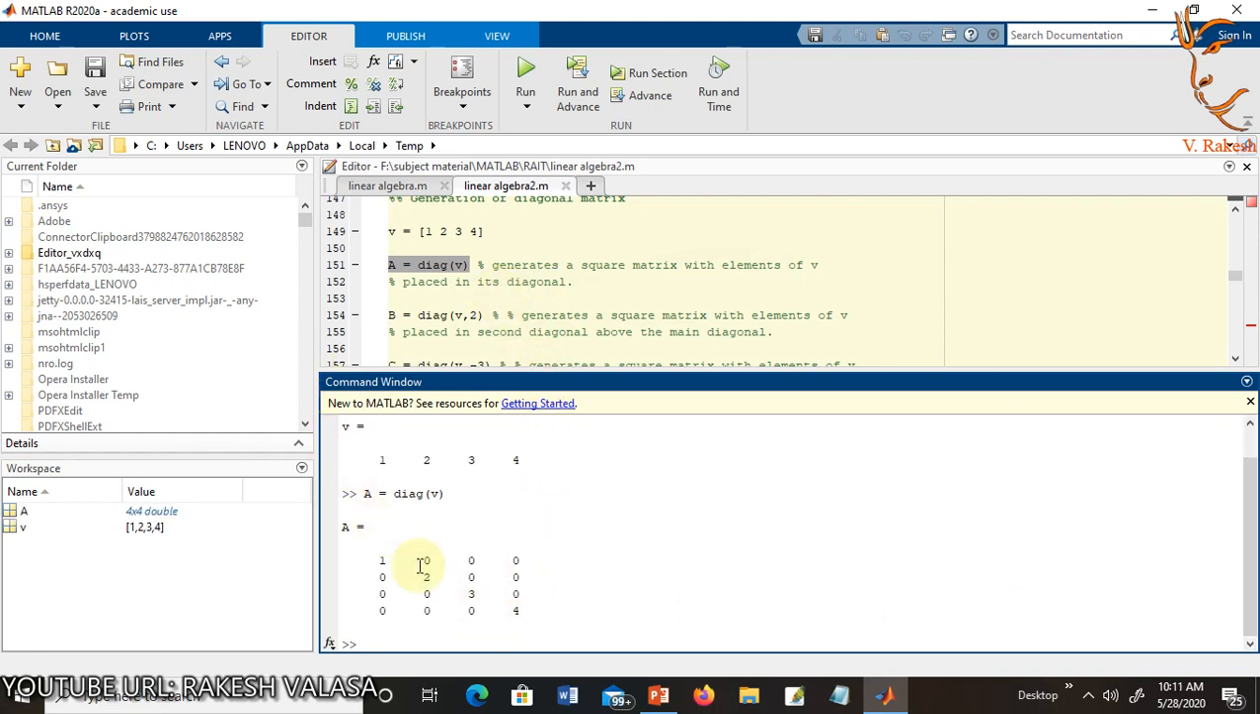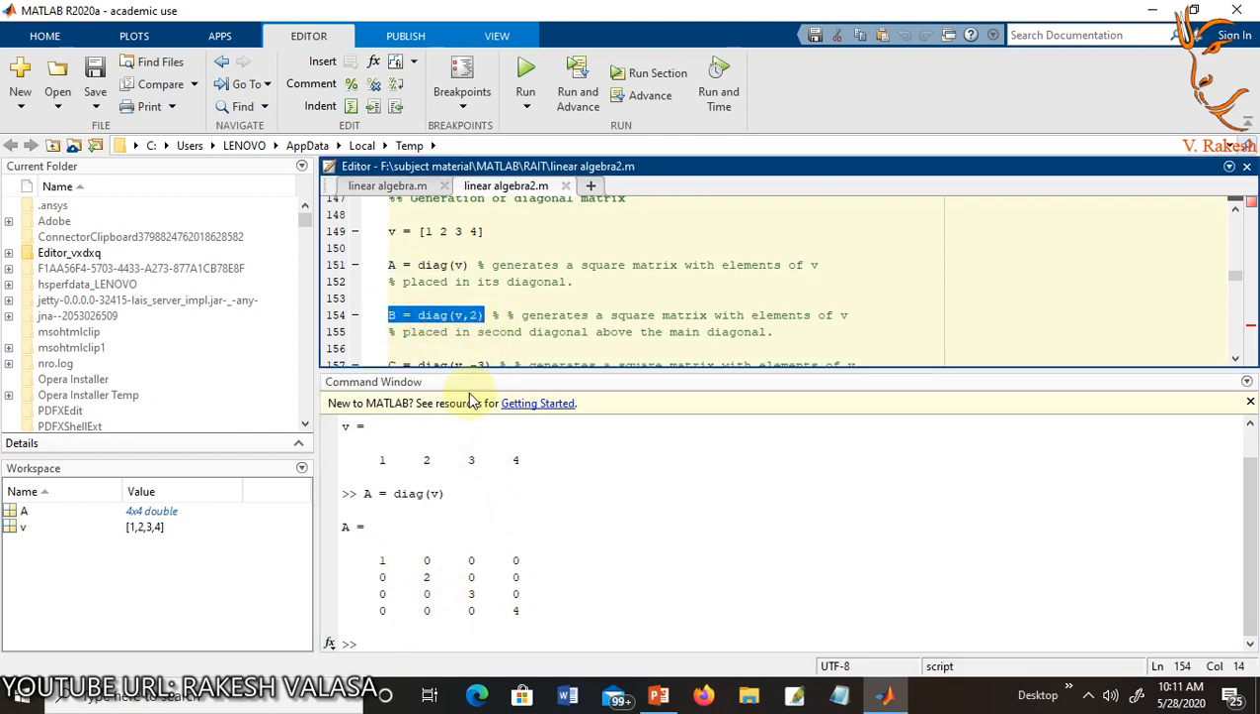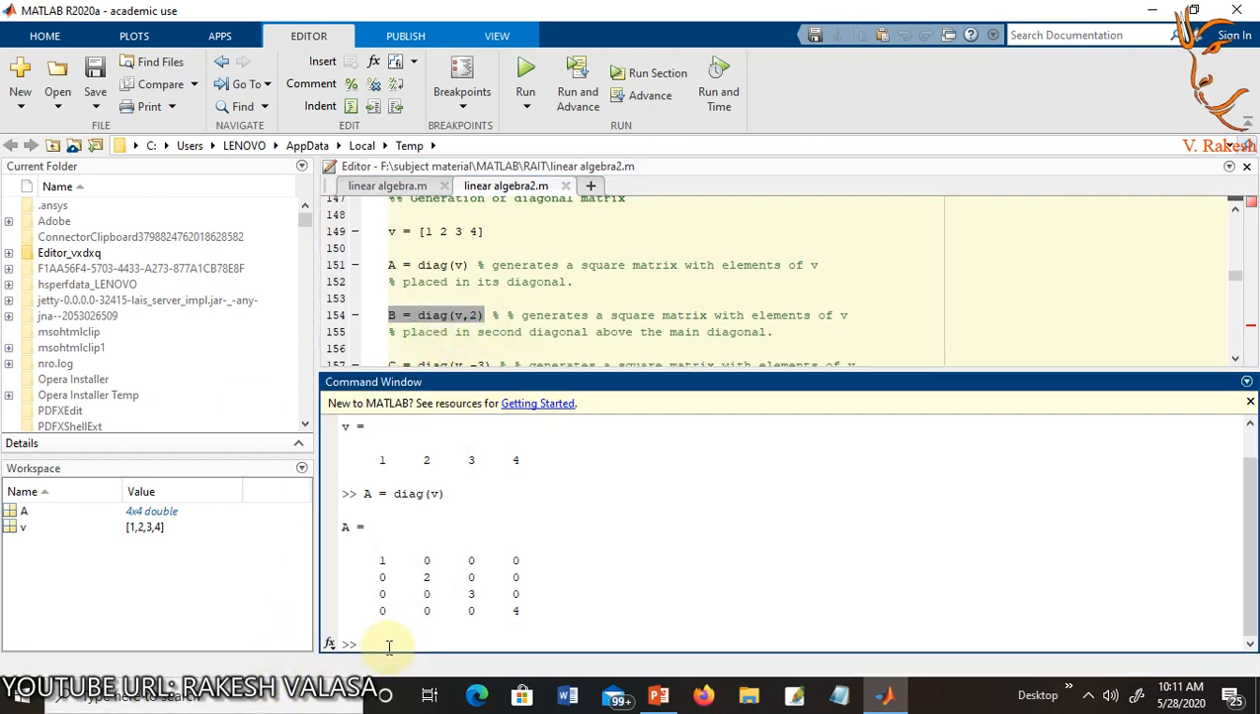See this answer. It displays the elements of v placed on the diagonal only. I am taking another syntax, that is b equal to diag of v comma 2. It generates a square matrix with elements of v placed on the second diagonal above the main diagonal. This is the main diagonal, this is the first diagonal, this is the second diagonal. It displays the elements of v placed on the second diagonal above the main diagonal.